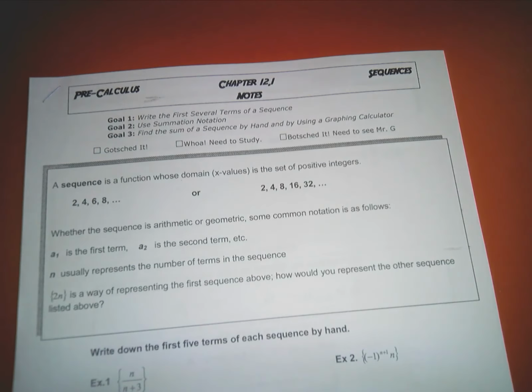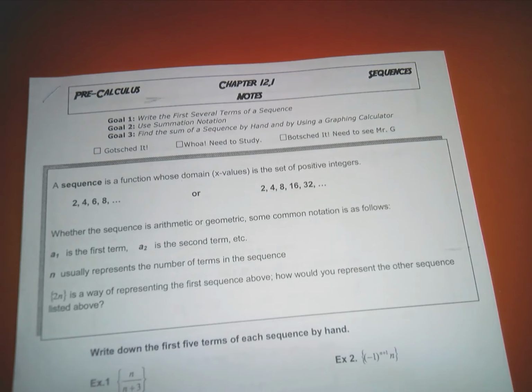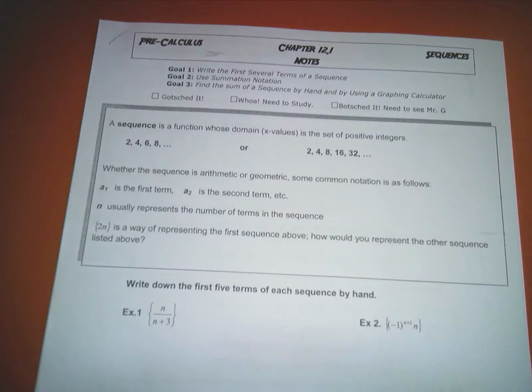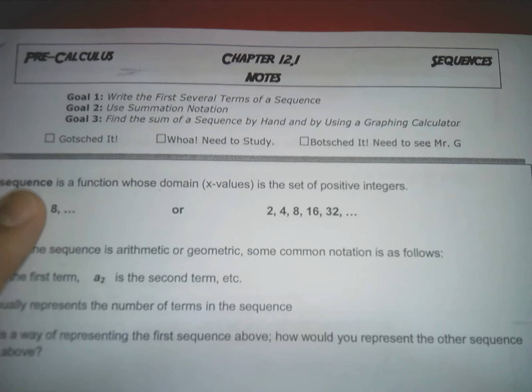We have 3 goals for today. We're going to write the first few terms of a sequence. We're going to use what's called summation notation, and then we're going to find a sequence by hand and by using your calculator. So grab your TI-83s or 84s and get those out. I'm going to help you walk your way through. Okay, so that's what we're working on today. Let me see if I can't zoom in a touch so we can see this a little better.